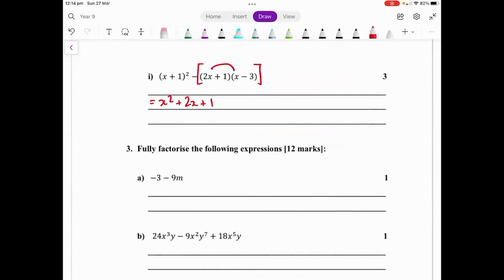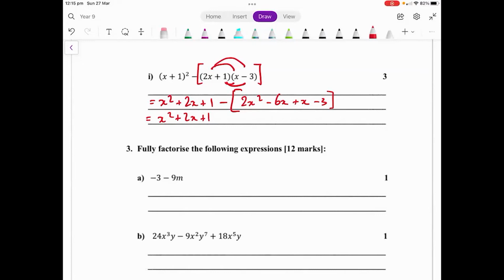For the second one, there's a minus sign there, so we need to be super careful. So I'm going to put an extra set of brackets around those brackets, and then I'm going to expand into that before including the minus sign. So I put those brackets in, then I do 2x times x, which is 2x squared, 2x times minus 3, which is minus 6x, 1 times x, which is x, and 1 times minus 3, which is minus 3.